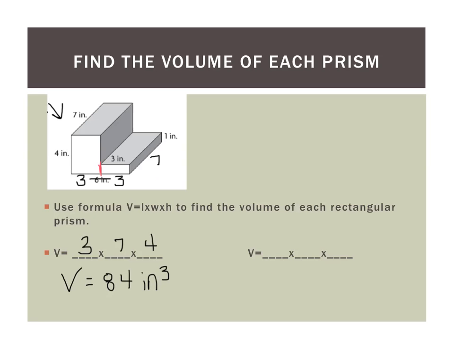Now let's move to the prism on the right. It has a length of 3, a width of 7, and this time a height of 1. That means our prism on the right has a volume of 21 cubic inches.